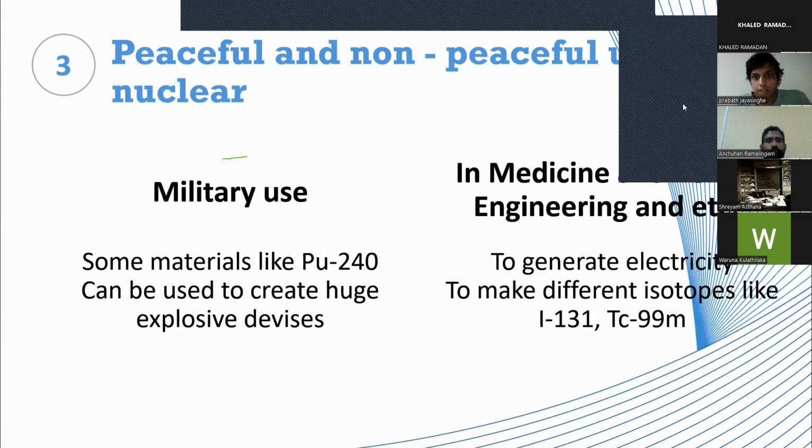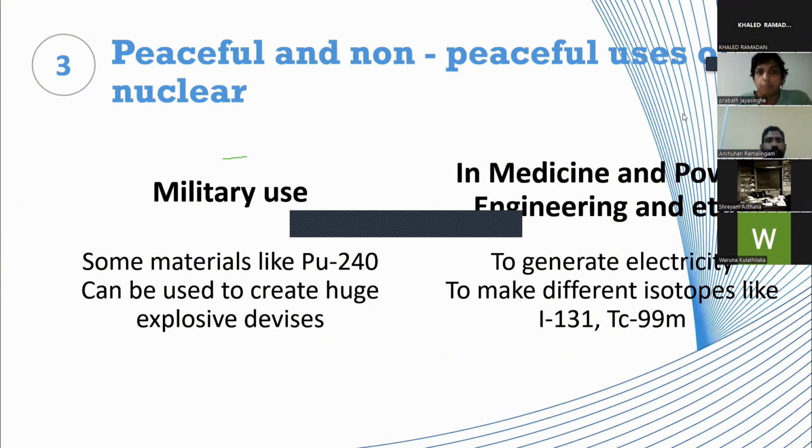For military use, for example, there are nuclear materials like plutonium 240 that can be used to create explosive devices and bombs. But mostly every other field related to nuclear energy is a peaceful use. So for example, in medicine, we can create isotopes like iodine 131, technetium 99 metastable state, and so on. And also to generate electricity, as we said earlier.